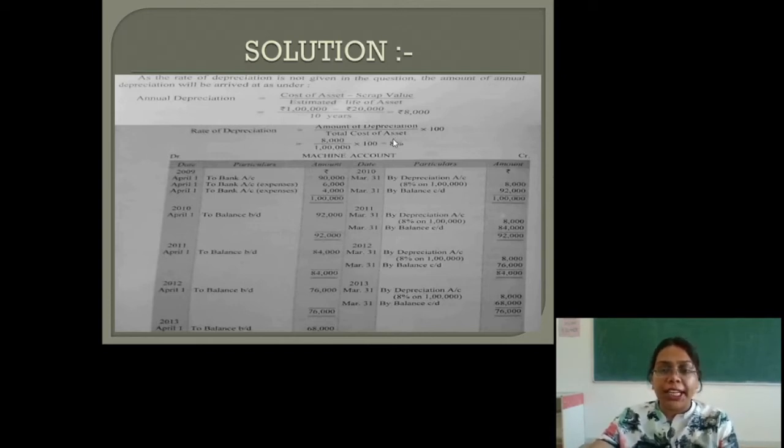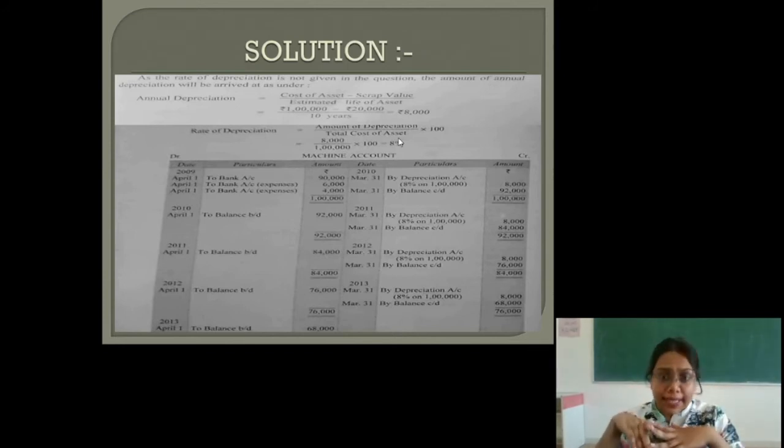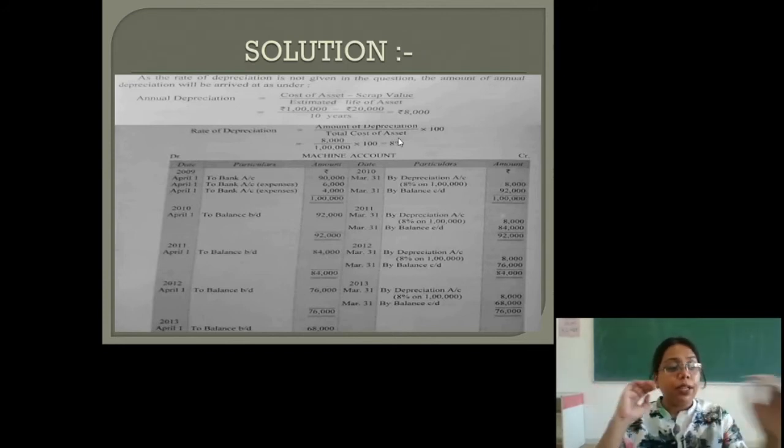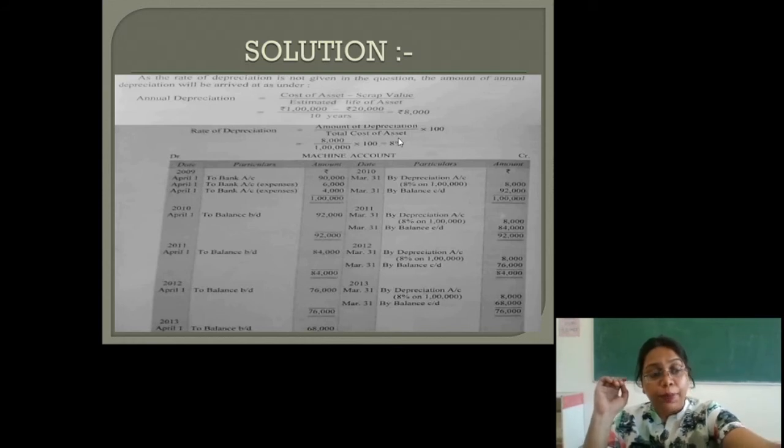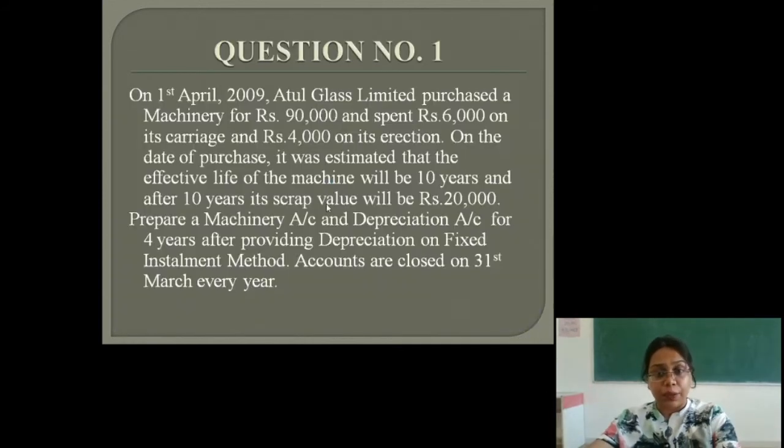Though we do not need this now, because we have already calculated the amount of depreciation. But if you want to calculate depreciation using the 8% rate of depreciation, the result will be the same. Moving forward, we'll have to make the machinery account in this case, because the question has asked for providing the machinery account and depreciation account for 4 years.